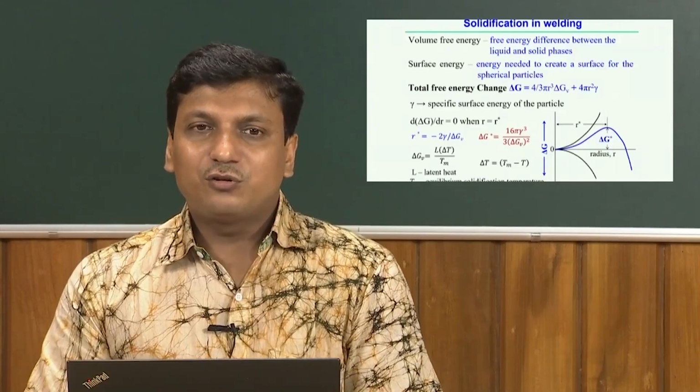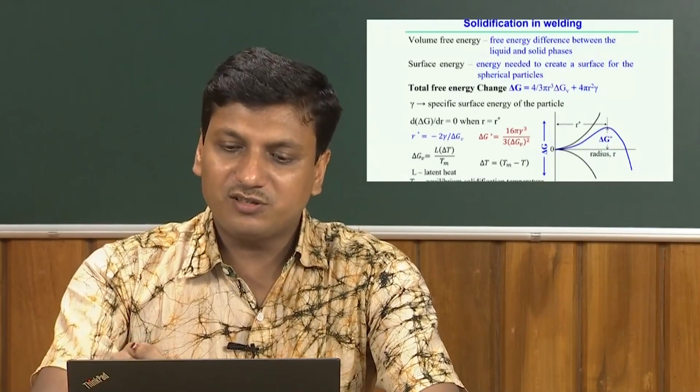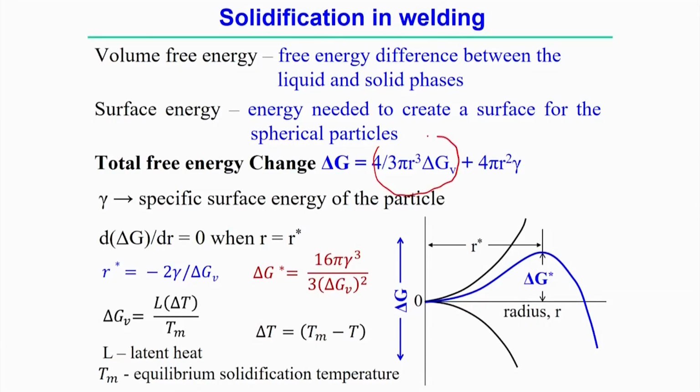So, the total free energy change in this process consists of two components: one over the volume and one over the surface. The first component, 4/3 pi r cubed, represents the volume of a spherical particle, and delta G V is the volume free energy, the change of free energy required to change from liquid to solid phase, per unit volume.